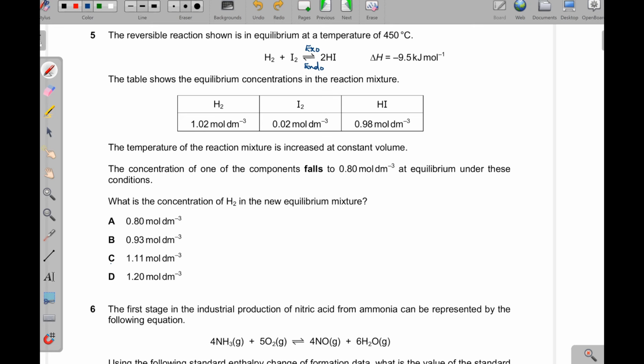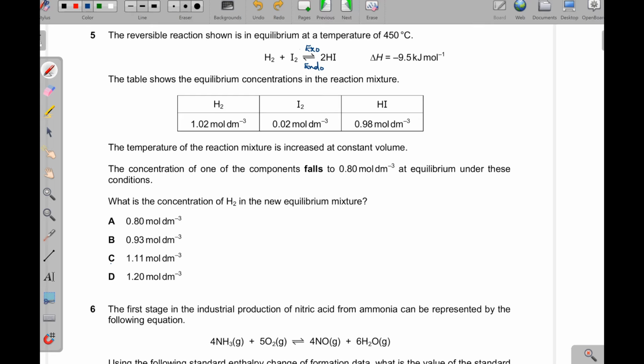So you expect the concentration of hydrogen iodide to decrease, and the concentration of iodine to increase, and also the concentration of what? Hydrogen to increase, because equilibrium shifts to the left. Very good.